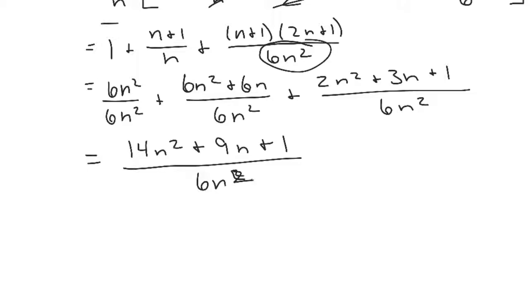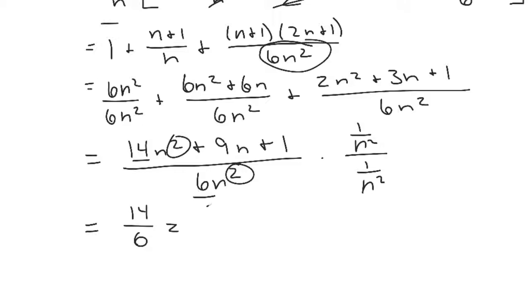Again, you can either rationalize by multiplying 1 over n squared over 1 over n squared by that fraction, or you can simply use that leading coefficient rule, because I have a polynomial of order 2 divided by another polynomial of order 2. So I can just use the leading coefficients, and that's going to equal 14/6, which simplifies to 7/3. And there is my answer.